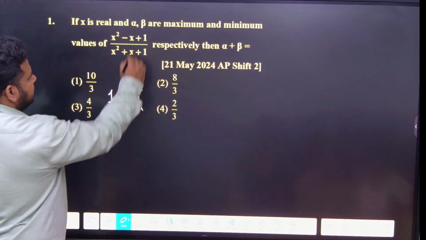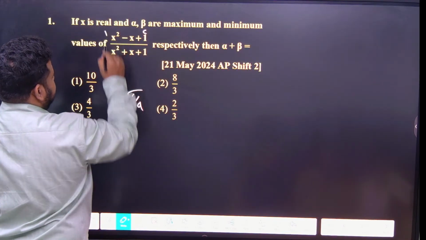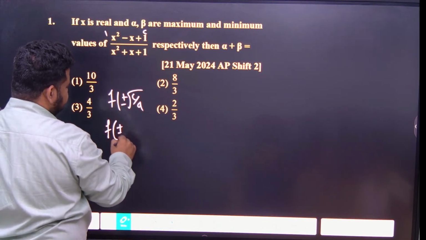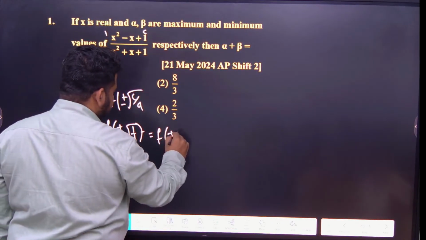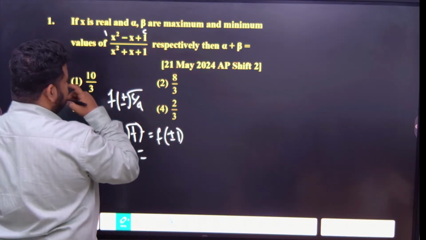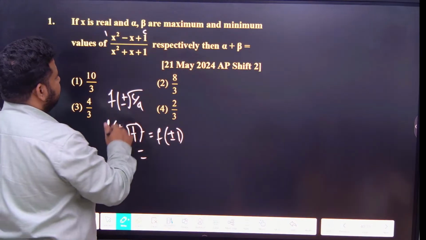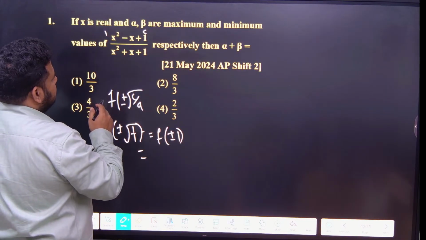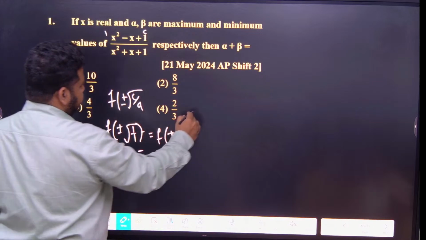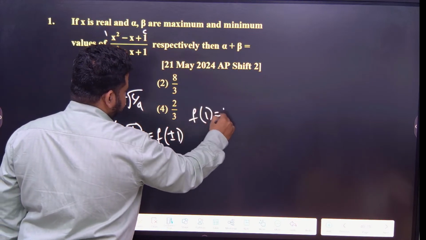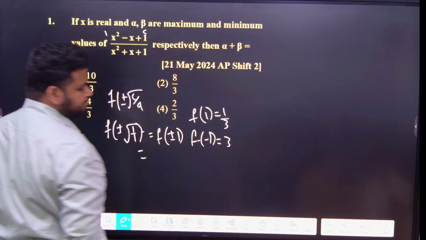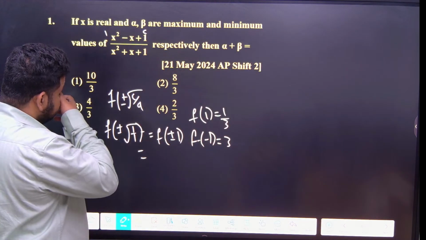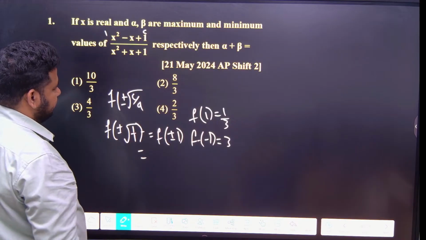Okay, c is what here? 1. a is what here? 1. So f of plus or minus square root of c by a is 1 by 1, that is nothing but f of plus or minus 1. So f of 1, if you find out, you will get the maximum. F of minus 1, you will find out the minima. So f of 1, what will you get? 1 by 3. Whatever it is, maxima or minimum. F of minus 1, what will you get? I think you will get 3. Okay.